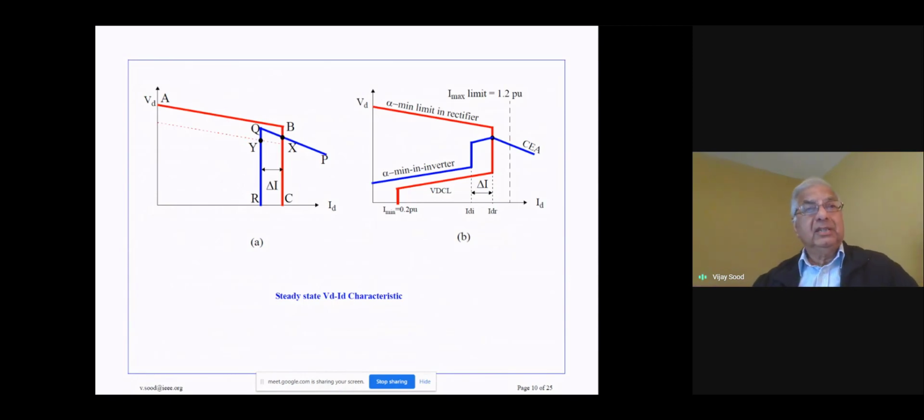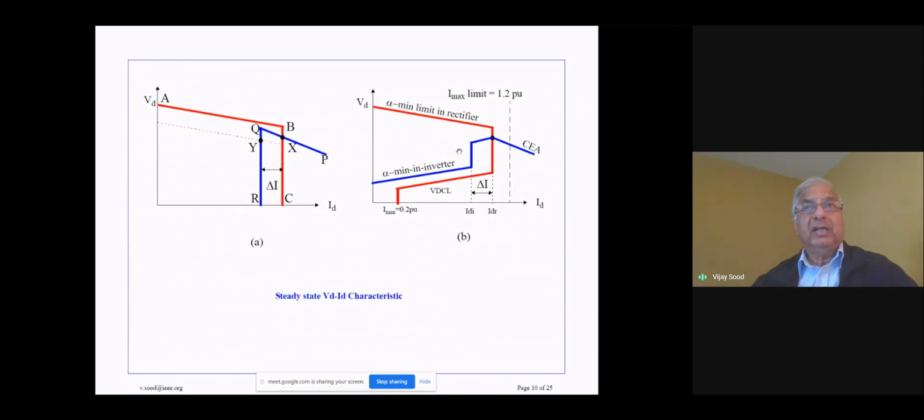We can implement some more changes, some more modifications to this system. Those modifications are shown over here. So what are these modifications? You can see over here, the maximum current limit is shown as 1.2 per unit. So we don't want to exceed that. This is the protection system that we want to make sure that the valves are safe. This characteristic, which is the AB characteristic, is also called the alpha min limit characteristic for the rectifier end. This characteristic PQ, which is shown over here, is the constant extinction angle characteristic, and the operating point is indicated. The margin is there, and we have this characteristic for the inverter.